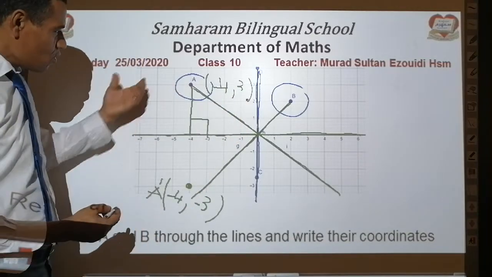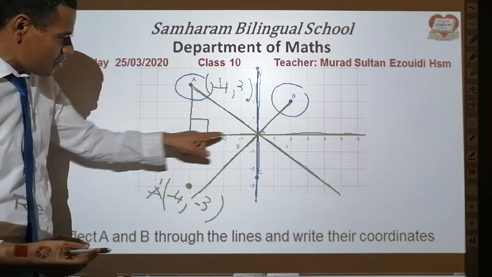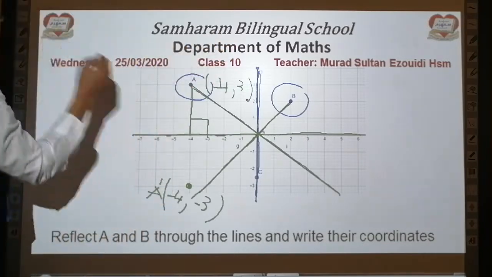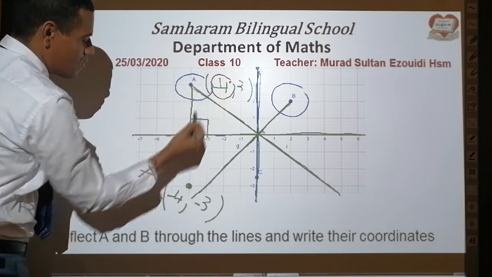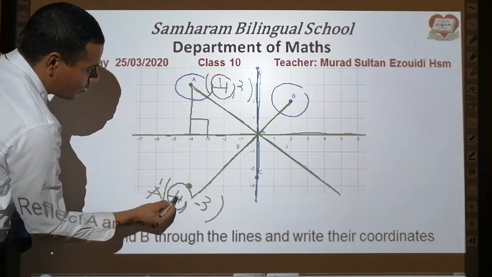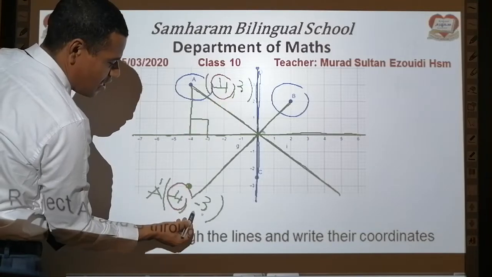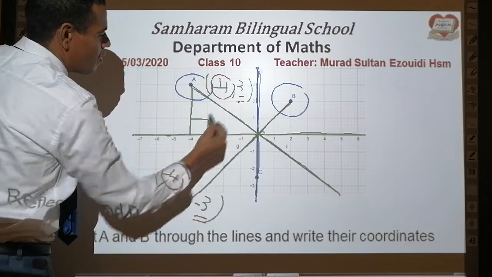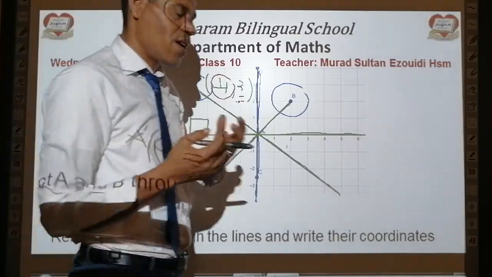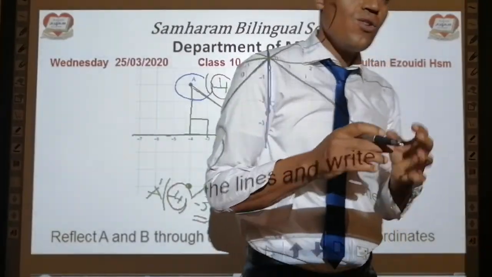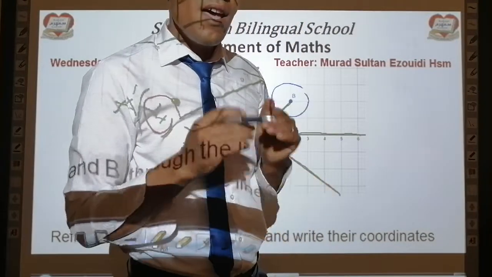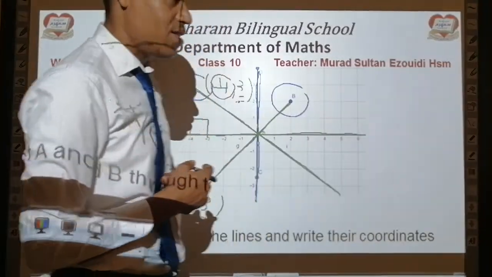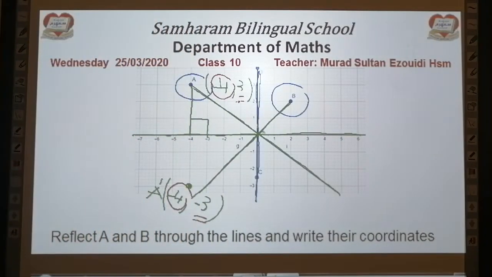If you reflect A in the x-axis, the x-coordinate is the same, -4. But look, the y-coordinate, 3, changes to negative 3. That is the difference. When you reflect a point or a triangle in the x-axis, you keep the same x-coordinate and put a negative sign in front of the y-coordinate after learning the image of the first shape.